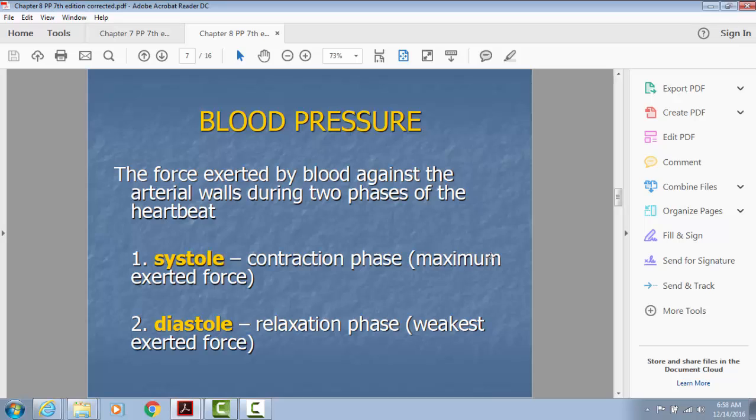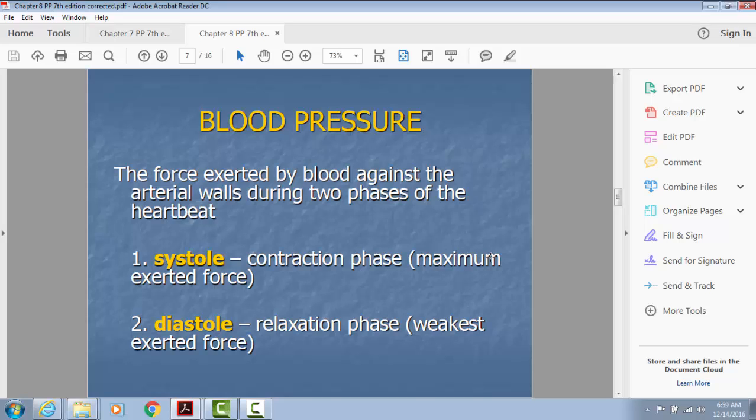The systole or systolic number is the top number, and that is the contraction phase in which that has the most exerted force against the vessels. So when the heart pumps and it rushes out that big surge of blood, the amount of tension inside of the arteries is that number, measured in millimeters of mercury.